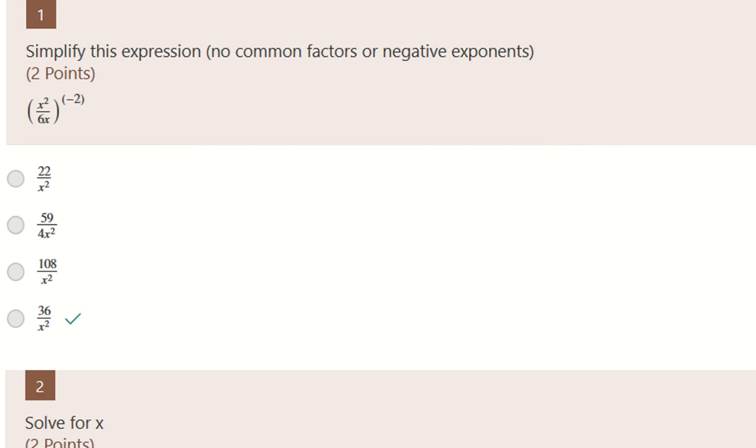This is the 2019 April study team test that we took in class. Some of these questions were multiple choice, some were short answer. We're going to take a look at them all, and hopefully get you squared away for the individual tests coming up this Friday. The first question says simplify the expression. Simplification means we're looking for no common factors and no negative exponents.